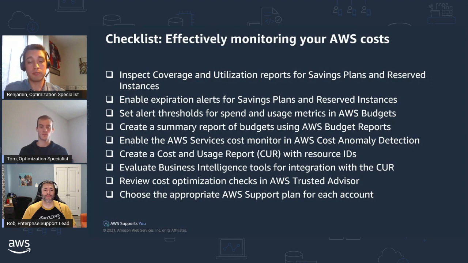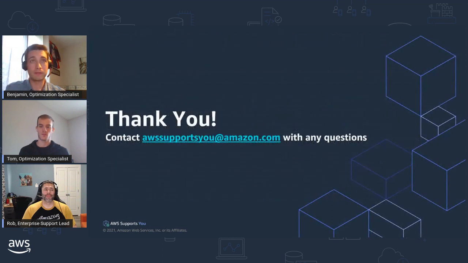We talked about enabling expiration alerts, setting thresholds for spend and usage metrics for AWS Budgets. We talked about budgets reports also and cost anomaly detection. So feel free to check the documentation and to look into the AWS console for those features. And also I talked about the cost and usage report. So if you really want to have this granularity in terms of monitoring cost, feel free to use the AWS cost and usage report. Check out your Trusted Advisor and also make sure you choose your appropriate AWS support plan.